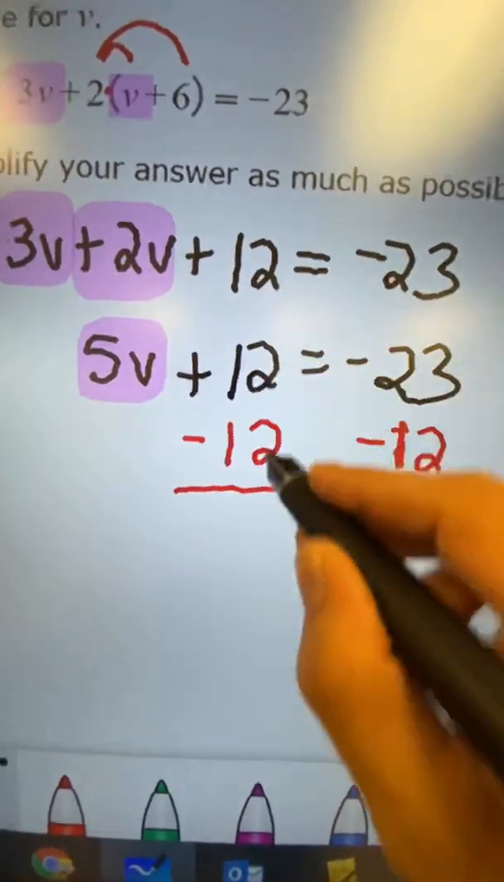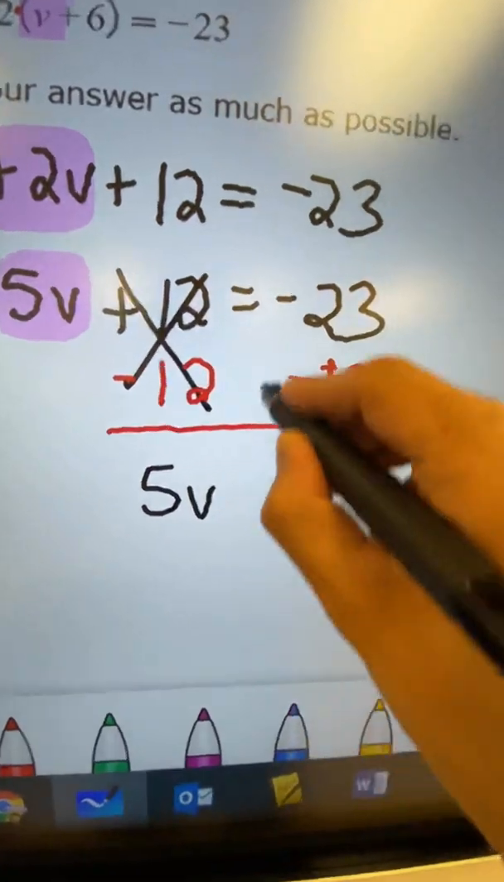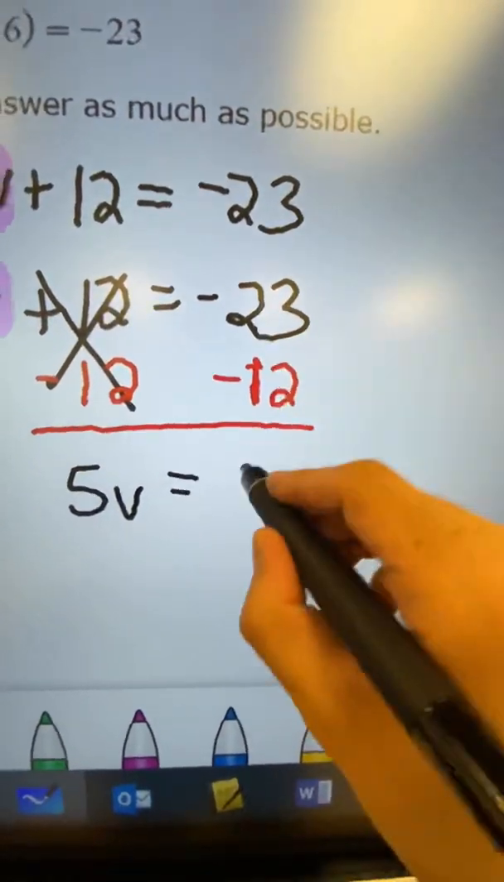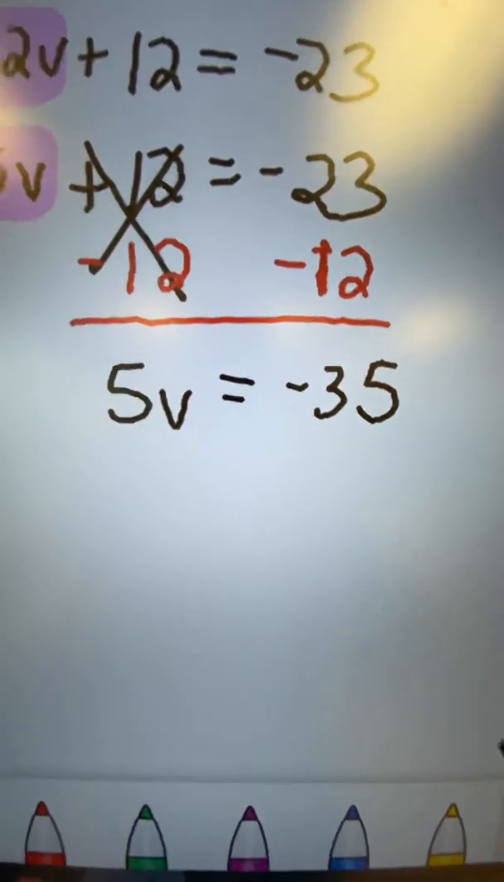When you combine opposites, that comes out to be 0. That's gone, and we're left with just the term 5v. Bring down my equal sign, and when I combine this, I get negative 35. And now we're down to the final step.